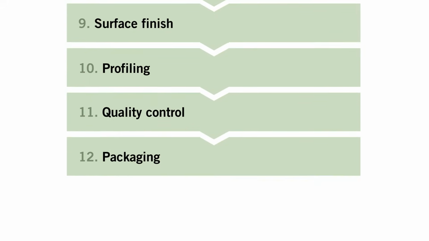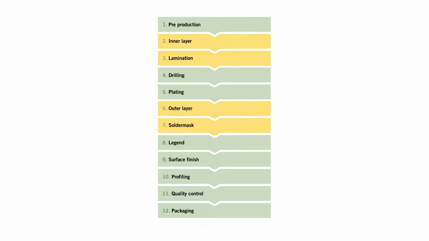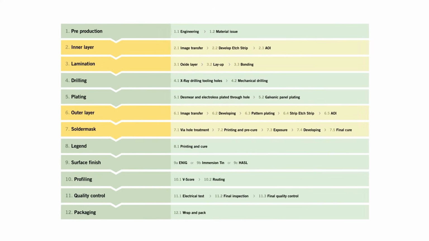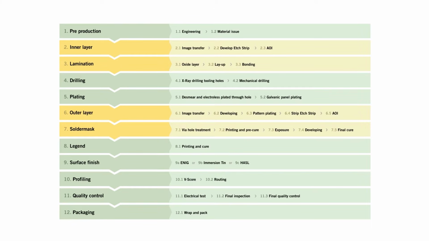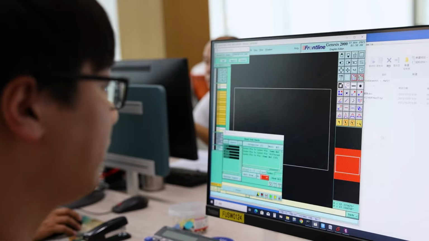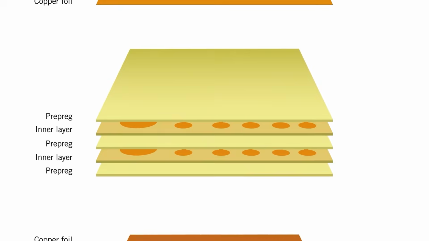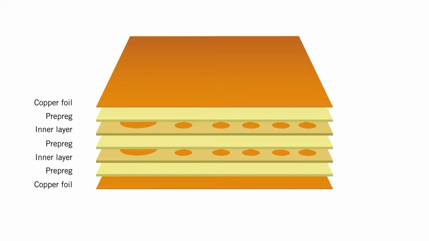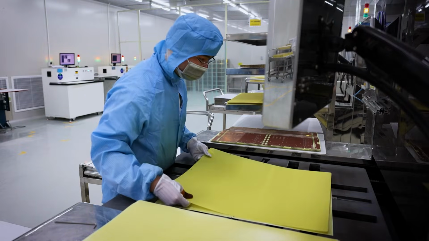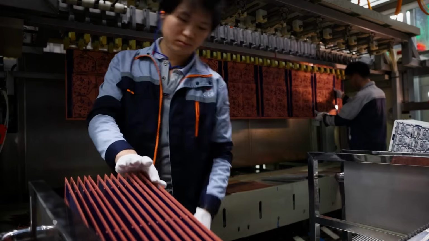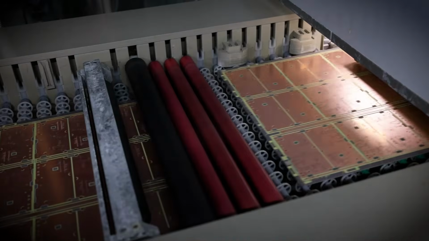The production process can be grouped into 12 main steps, where each consists of several sub-steps. But first, what is a multilayer PCB? In simple terms, it's a circuit board with 3 or more conductive layers of copper separated by an insulating material. These layers connect components through tracks and pads.